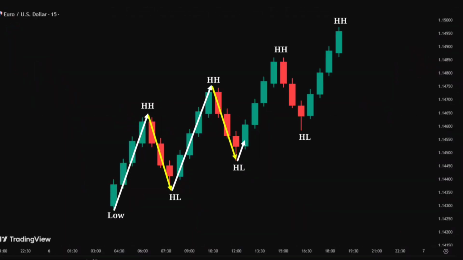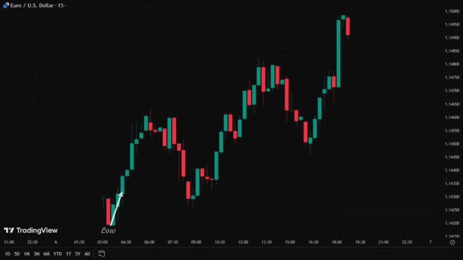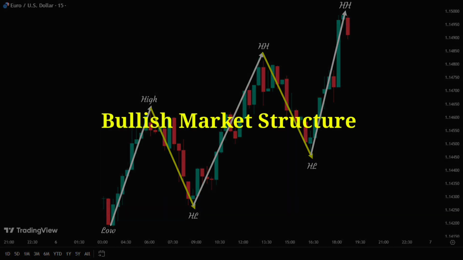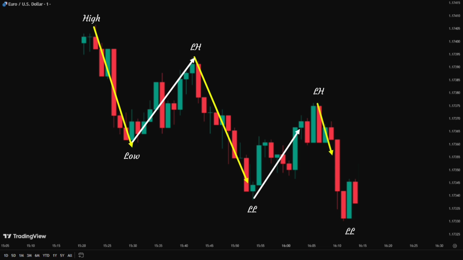Market structure is not a complicated concept. Price makes highs and lows. When those highs and lows step higher, the market is bullish. When they step lower, the market is bearish. When that pattern breaks, the market is shifting. That is all market structure is.